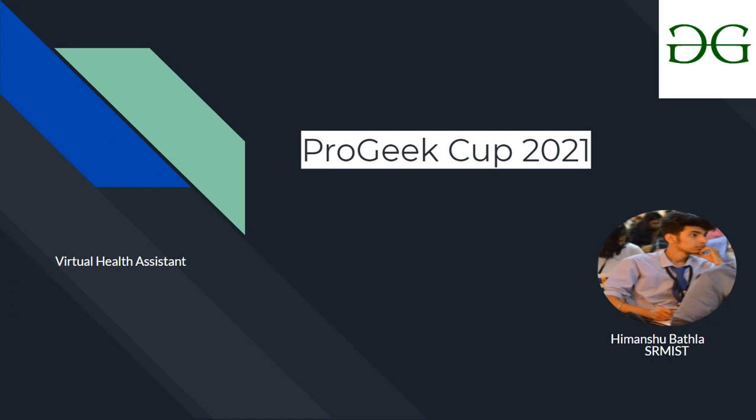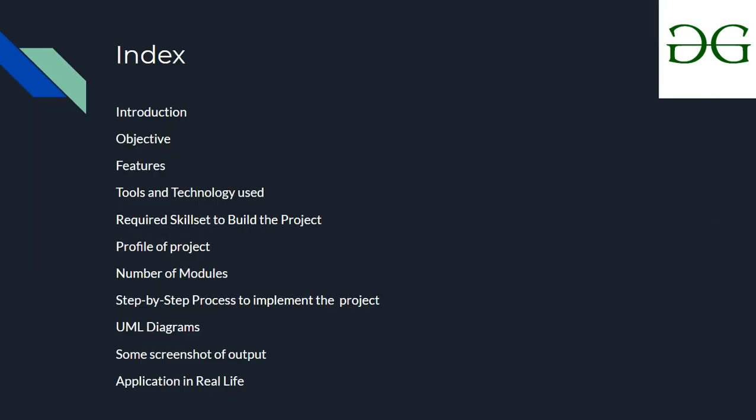So in today's video, I am going to explain my project idea, which is Virtual Health Assistant. So let's start. Here's the index. It contains introduction, objective, features, tools and technologies used, required skill set to build the project, profile of the project, number of modules, step-by-step process to implement the project, UML diagrams, and some screenshots of the output and application in real life.